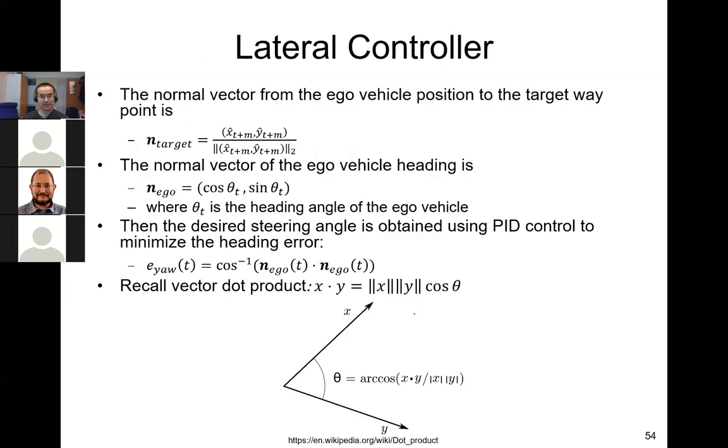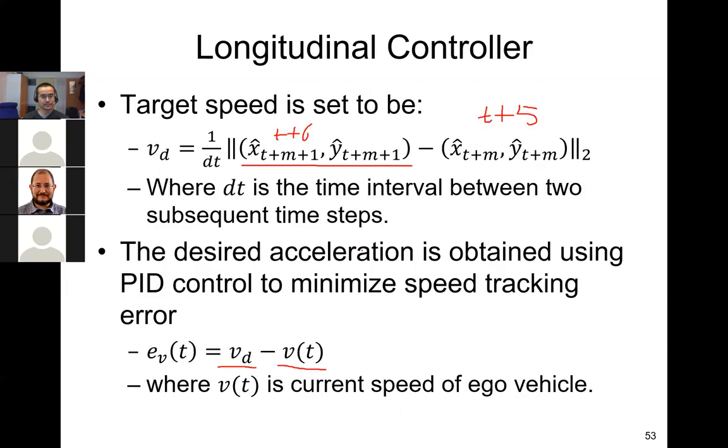So for the lateral controller, I'm sorry, this VD, is it taken also at the particular moment t+6 or t+5, or is it always constant? Yeah, VD is the desired velocity at time t+5. Okay. Yeah, actually between time t+5 and t+6.